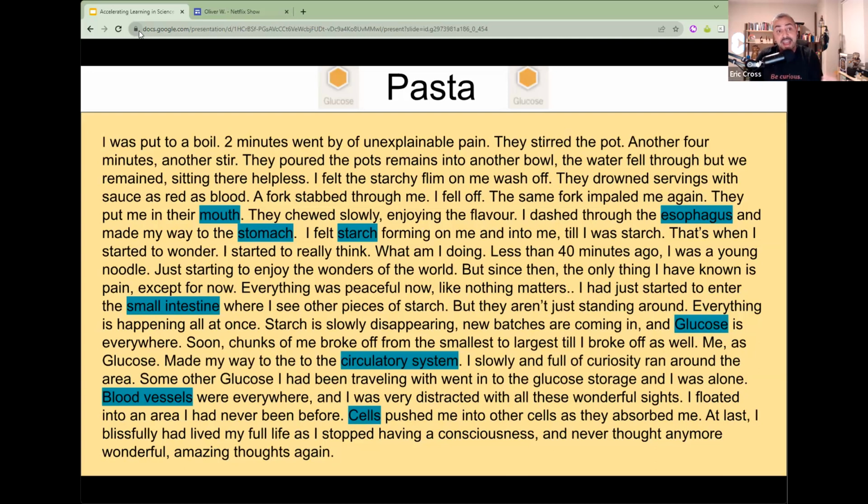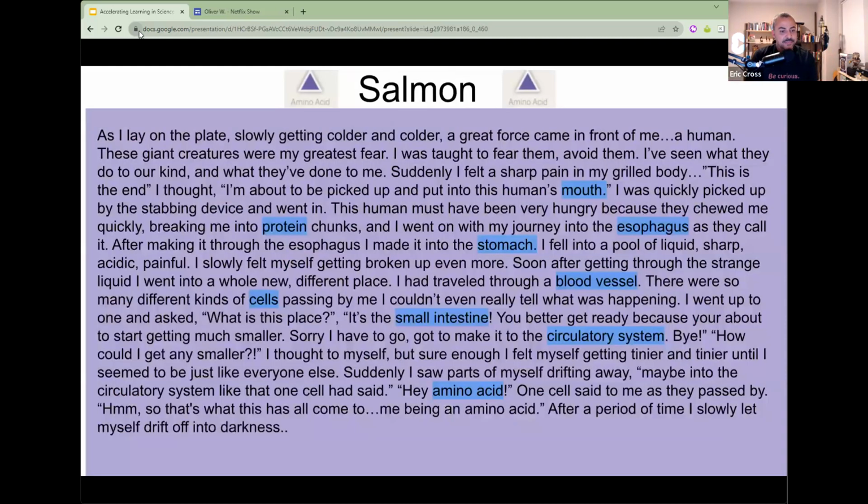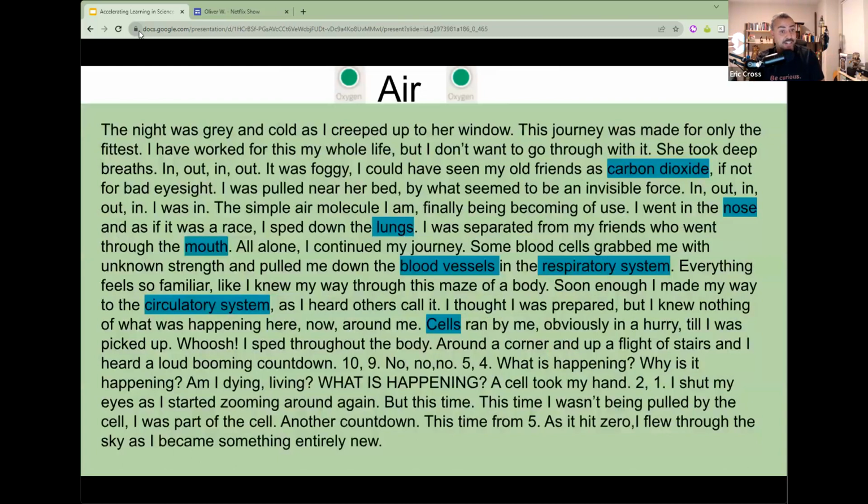And then they had to do a dramatic reading. Now you notice they highlighted all of the vocabulary terms. So that was a rule. You have to use all of these words, but create a story. And the wilder the story, the better. They also did one about salmon and then one about air in a child's bedroom being breathed in. And these stories are all over the place.